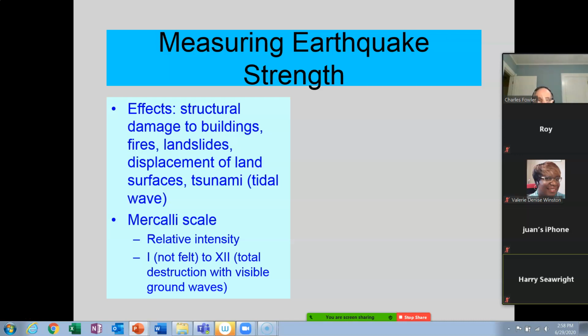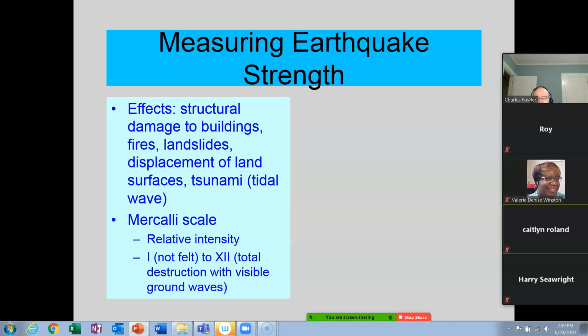One of the scales they used, they probably had several, was the Mercalli scale, and that was just relative intensity of the effects of the earthquake. On level 1 on the Mercalli scale, you couldn't even feel it. They registered there was an earthquake somehow, but you couldn't feel it. Up to 12, and that's total destruction, visible ground waves, those surface waves were visible, wiping out everything in sight. The most powerful. Now, the problem with the Mercalli scale is it's all based on the damage assessment.